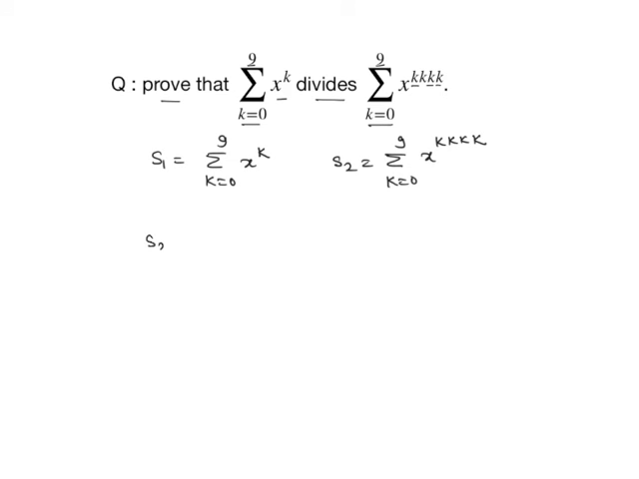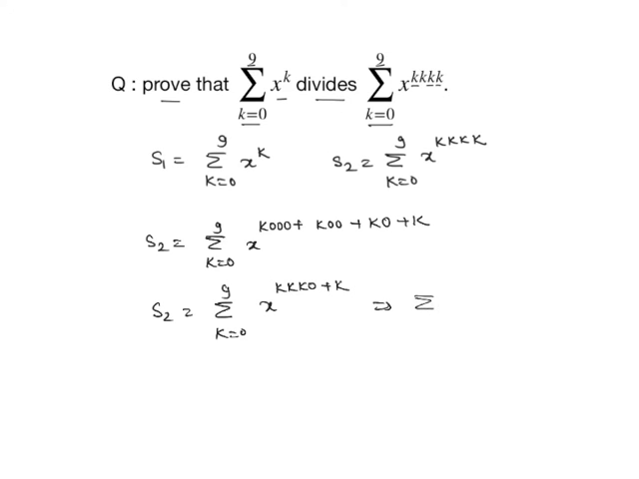So S2 we can write as the sum over k from 0 to 9 of x^k times (k·1000 + k·100 + k·10 + k). So this we can write as S2 equals the sum over k from 0 to 9 of x^(kkk0) plus k. So this we can write as the sum over k from 0 to 9 of x^(kkk0) into x^k.